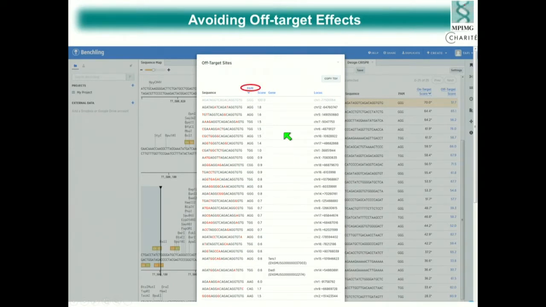First, of course, that there is a PAM sequence. You can see here at the bottom of the list, we have some pretty nice off-targets, but they don't have a PAM sequence. They have an AG, and you should have an NGG here. So these ones are no problem.